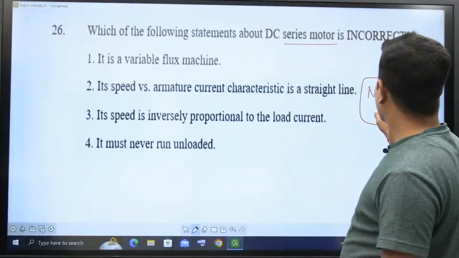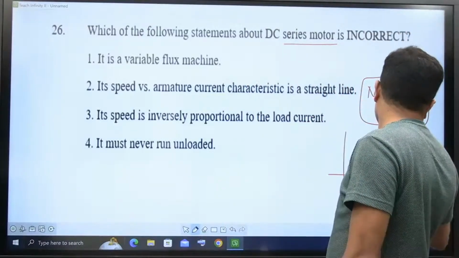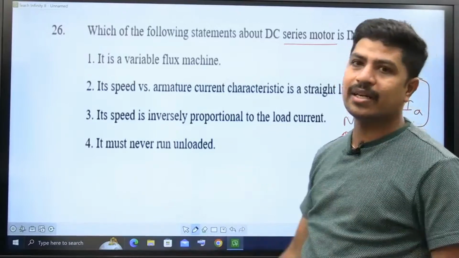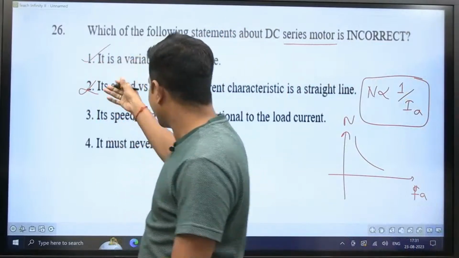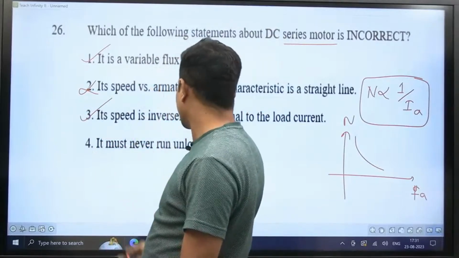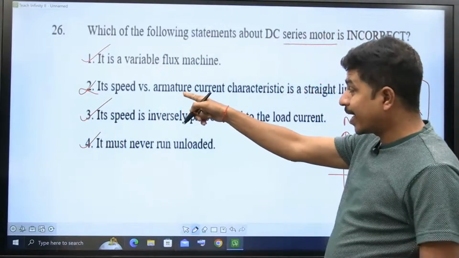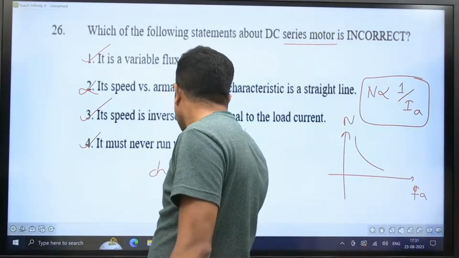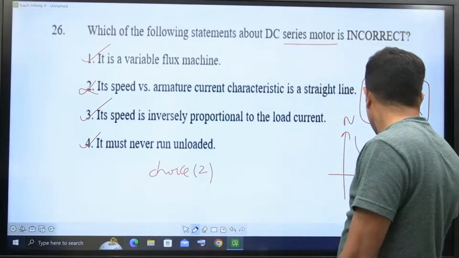So does this relationship give a straight line? No, it is going to be like this. Speed versus armature current will be like this. It's a rectangular hyperbola, not a straight line. This is wrong. Verify the remaining options also. Its speed is inversely proportional to the load current. Yes. The third one is that it must never be unloaded. Yes, it must never be unloaded. Only the second one is wrong. That is our answer. Choice 2 is the answer here, because he asked which statement is incorrect. Let's go to the next question.